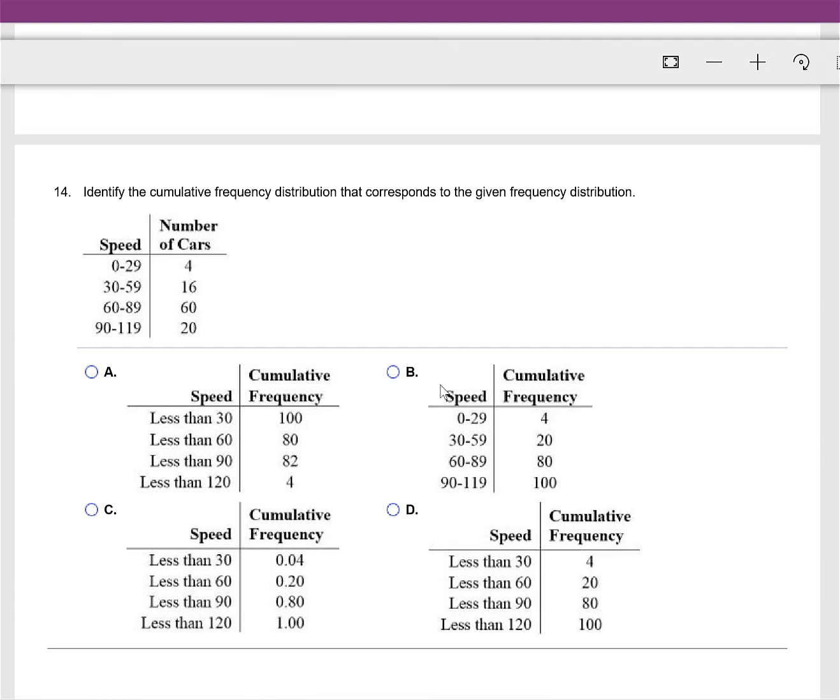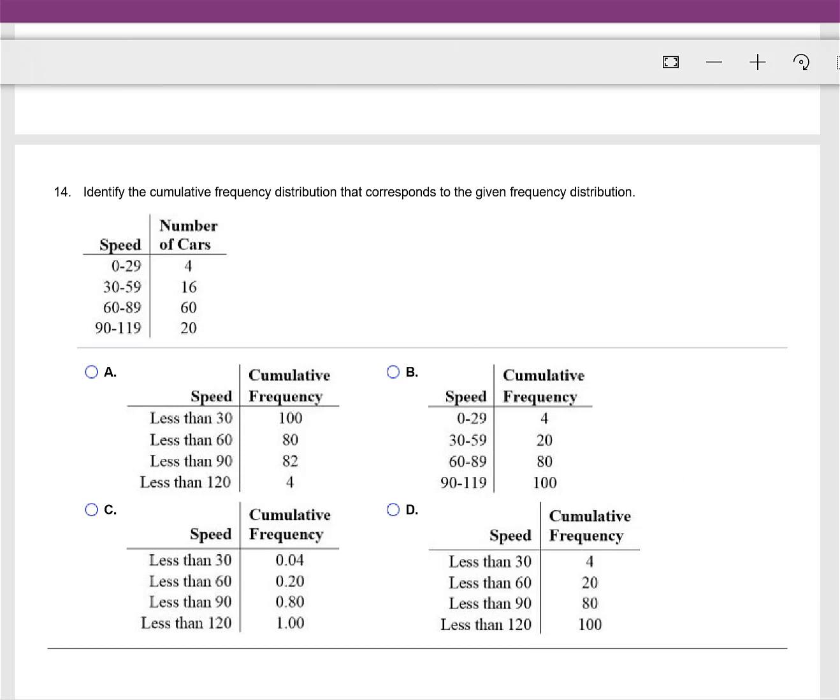Identify the cumulative frequency distribution that corresponds to the given frequency distribution. So remember, in a cumulative distribution, the first category, the 0 to 29, is going to stay the same. And you can actually take a look at the answers here and get an idea where we might be going. So this is going to be a 4. It's going to stay as 4.